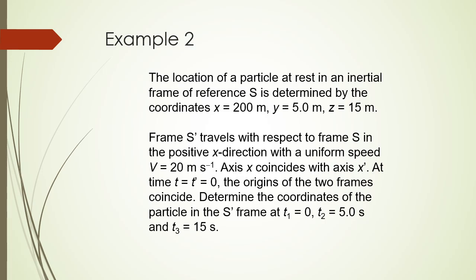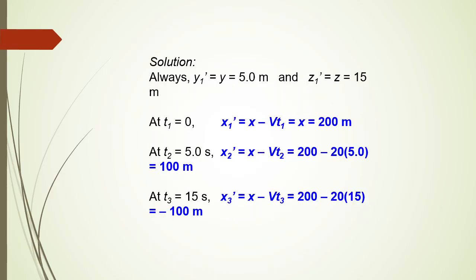So we're supposed to determine the coordinate of the particle in the S prime frame that we defined earlier at t1 equals 0, t2 equals 5 seconds, and t3 equals 15 seconds. So let's try this. Since the relative motion is only in the x-axis, we don't need to worry about the y-axis and the z-axis. They always stay the same. For t1, we'll check what the x-axis is. We'll have x1 prime equals x minus vt1.